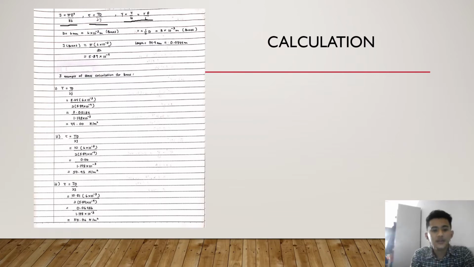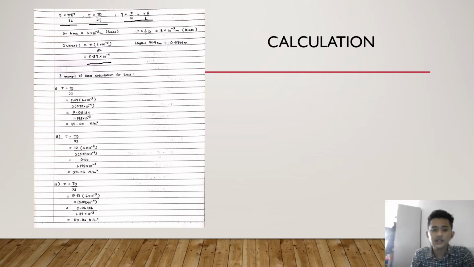First thing first, we have to convert all the values from millimeter to meter. So here we've converted the diameter from 6 millimeter to 6 multiplied by 10 to the power of negative 3, and the radius, which is half of the diameter, so we divide the diameter by 2 and get 3 times 10 to the power of negative 3. To calculate the brass, we just have to substitute the value and we will get 5.89 multiplied by 10 to the power of negative 4.